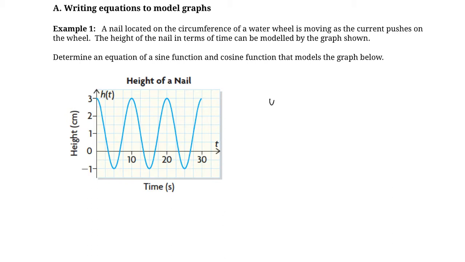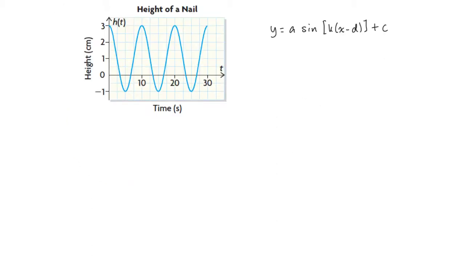So our general equation for a sinusoidal function is y equals a times sine of k times x minus d, plus c. This is what we want in the end, as well as a cosine function, so instead of sine, it would just be cosine. We need to find the values of a, k, d, and c. So let's start off by identifying some of these key features.